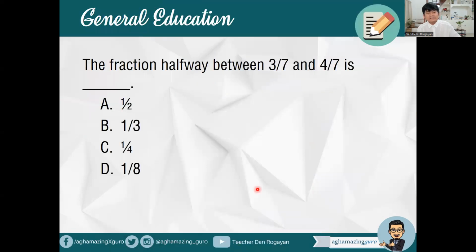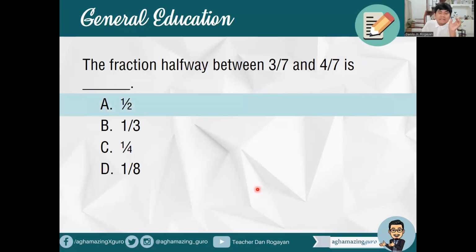Okay? So next question. The fraction halfway between 3 over 7 and 4 over 7 is the fraction halfway. Okay? A, 1/2. B, 1/3. C, 1/4. D, 1/8. So what is the answer? If you see this question in the board exam, we will just be using here a midpoint formula. So we're going to show that later. But of course, the answer here is 1/2.